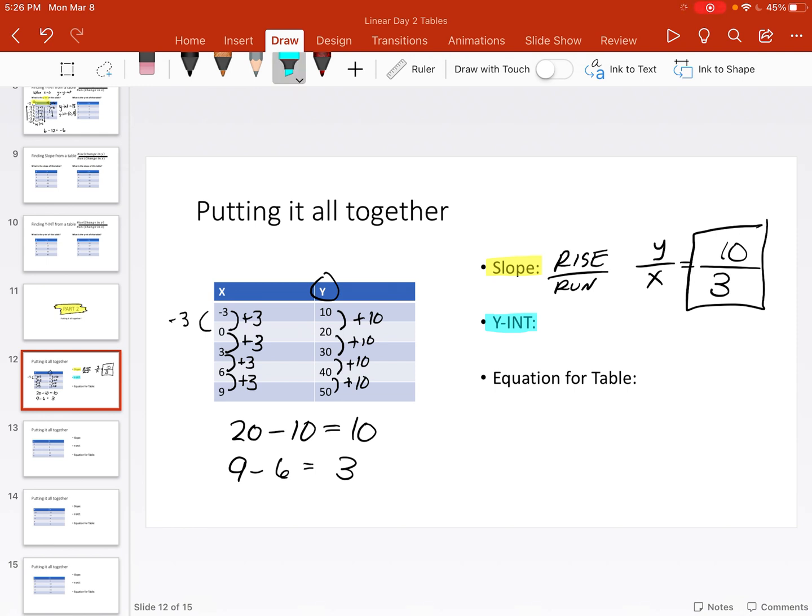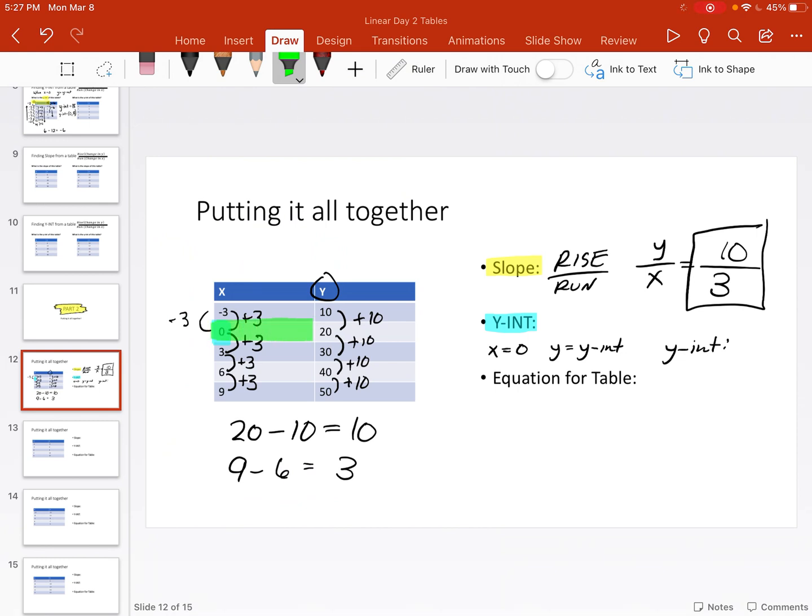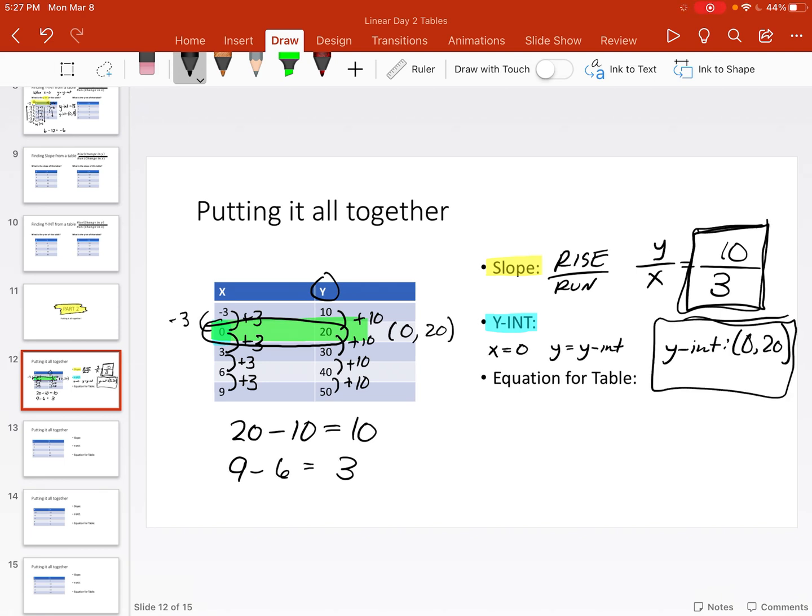Now we need to find the y-intercept. Remember, to find the y-intercept, when x equals 0, y equals our y-intercept. So in this case, we have to look for a 0 in our x column, which we have one here. We just look for its pair. If I look straight across, I see 0 is paired with 20. And I'm going to write (0, 20). So my y-intercept is (0, 20). So now I've got a slope of 10 over 3 and a y-intercept of (0, 20).